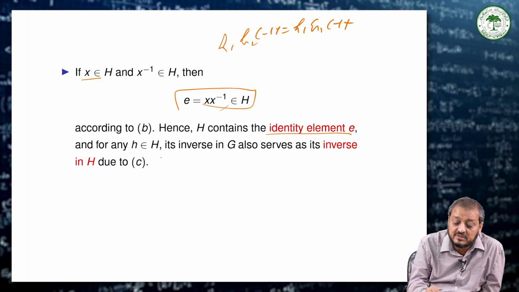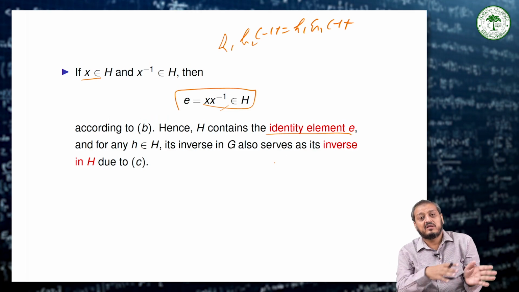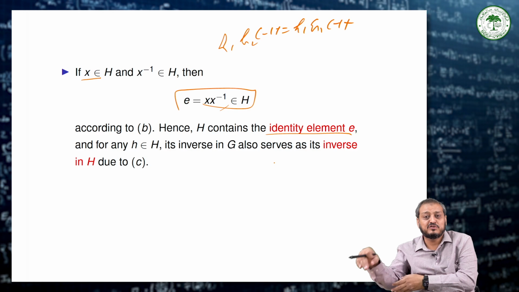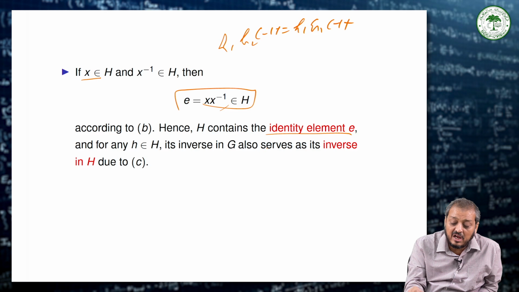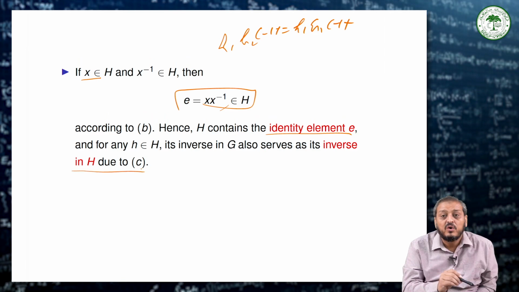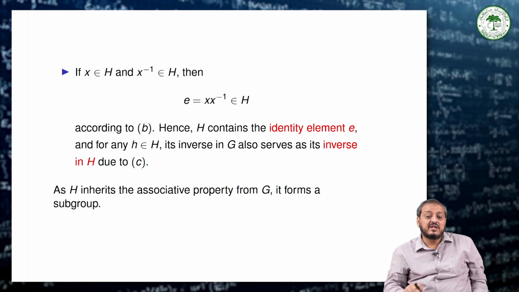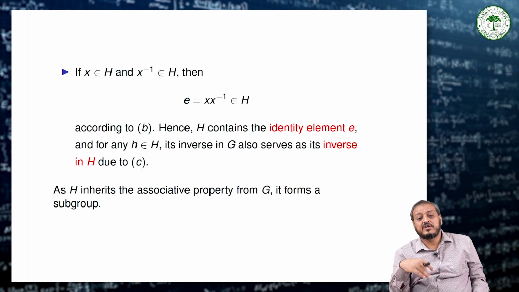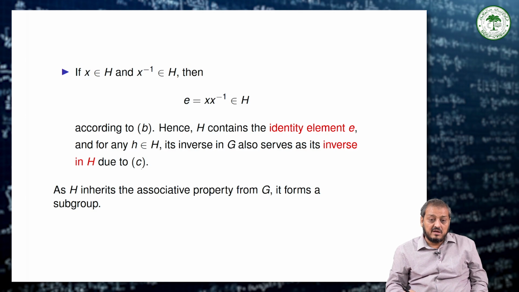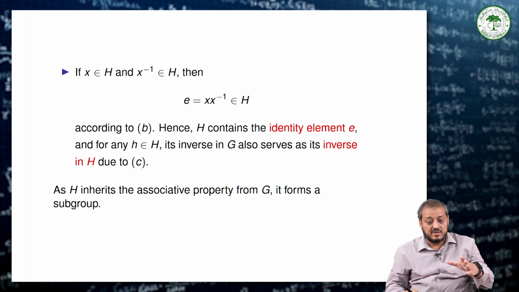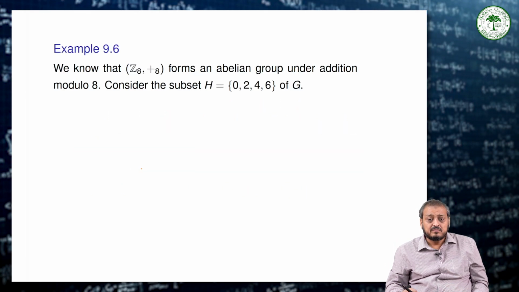For any h belonging to H, its inverse in G also belongs to H. We have already proved that the inverse of h belonging to H is also the inverse of h in G, due to C. So we show that every element satisfies all three conditions. As H inherits the associative property from G, it forms a subgroup under the binary operation in this case.